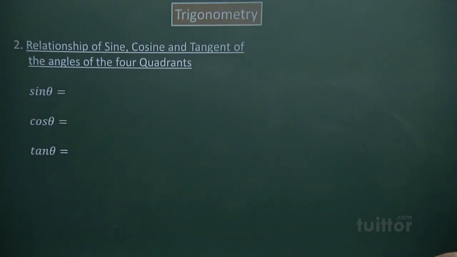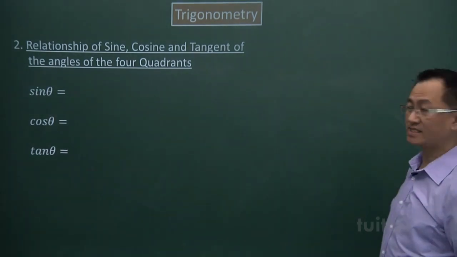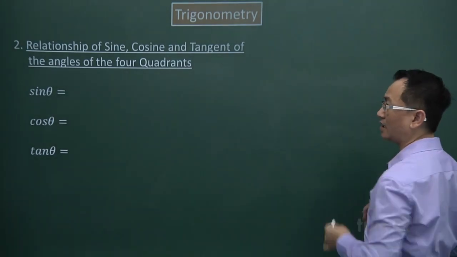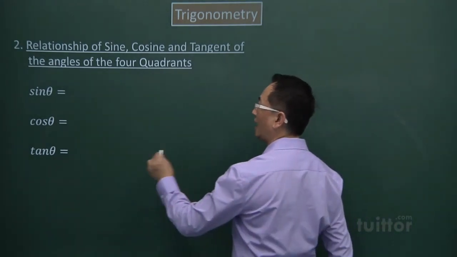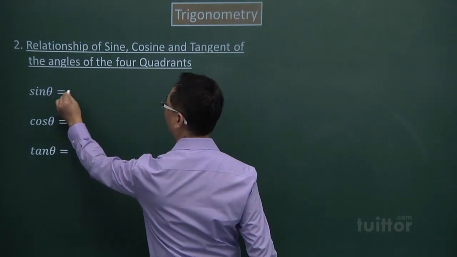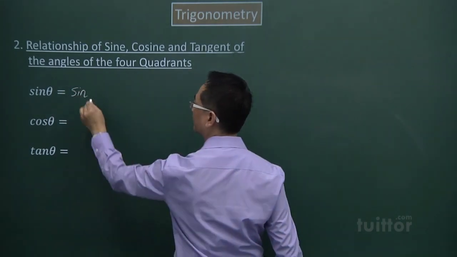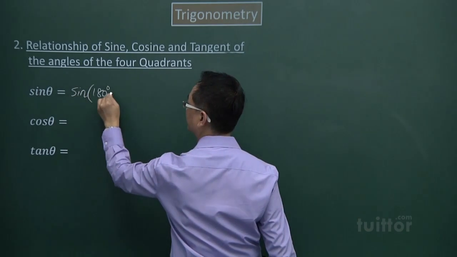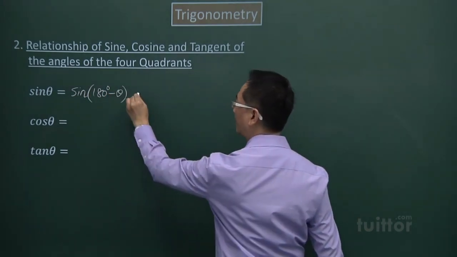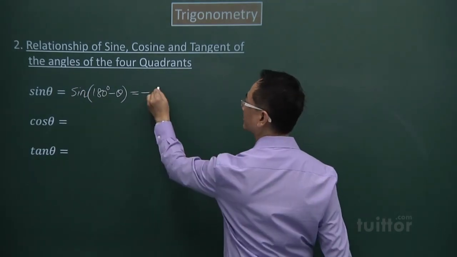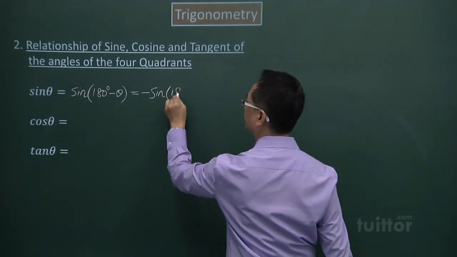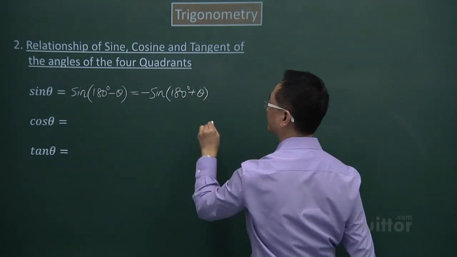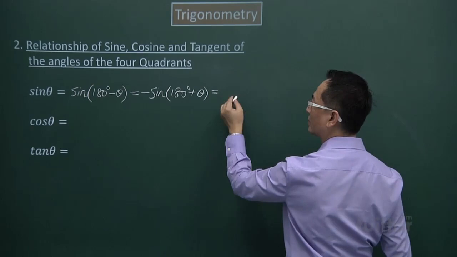We'll look at the relationship of sine, cos, tangent, and the four quadrant angles. We actually mentioned that just now in the last part, and if you can, try to record it. Sine, the second quadrant angle, and then the third is a negative, and the fourth a negative.